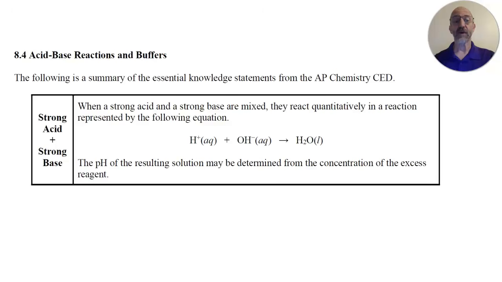Now let's move on to the review for topic 8.4, Acid-Base Reactions and Buffers. The following is a summary of the essential knowledge statements from the AP Chemistry course and exam description. So we're going to take a look at 4 different types of acid-base reactions, and the first type to consider is strong acid plus strong base. When a strong acid and a strong base are mixed, they react quantitatively in a reaction represented by the following equation: H plus OH minus to produce water. And the pH of the resulting solution may be determined from the concentration of the excess reagent.